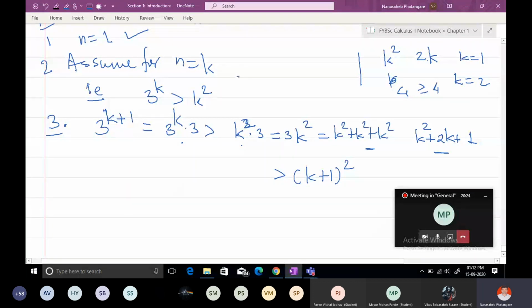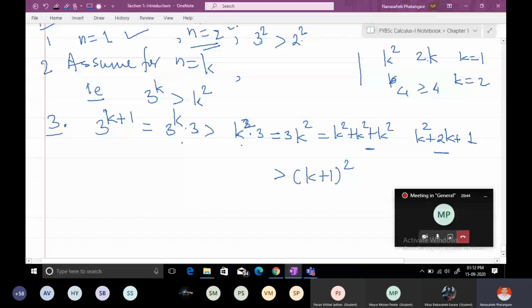So, in particular, here is the case n is equal to 2. If n is equal to 2, what is the problem? 3 raised to 2 and 2 squared: this is 9 and this is 4. This is true. So for n is equal to 2, again it is true. So we are not worried about n is equal to 2, and not about k is equal to 1 and k is equal to 2. We are worried about larger cases.